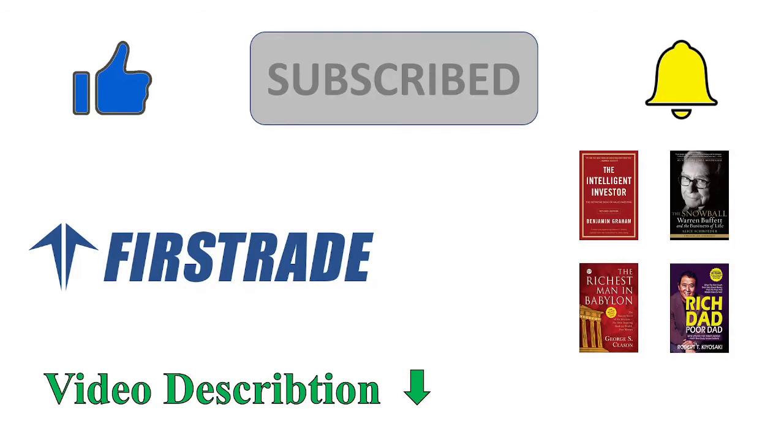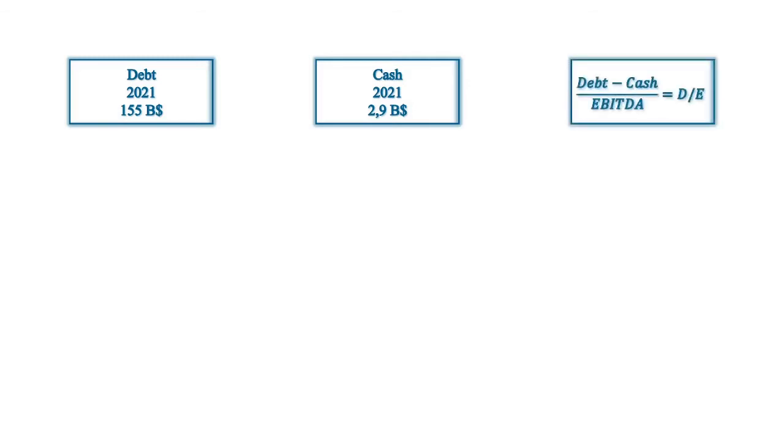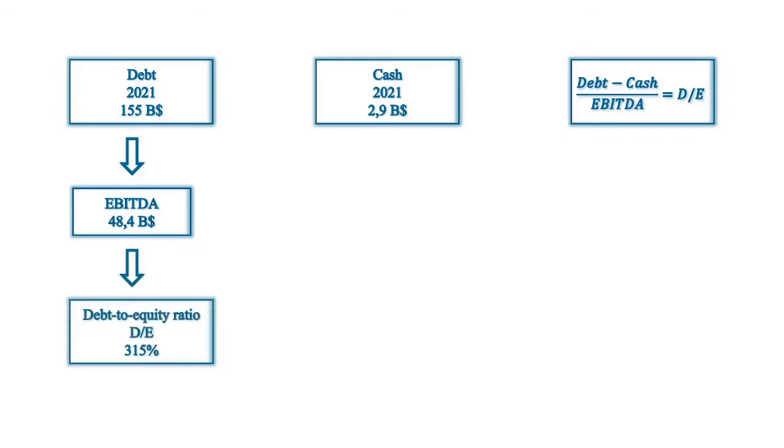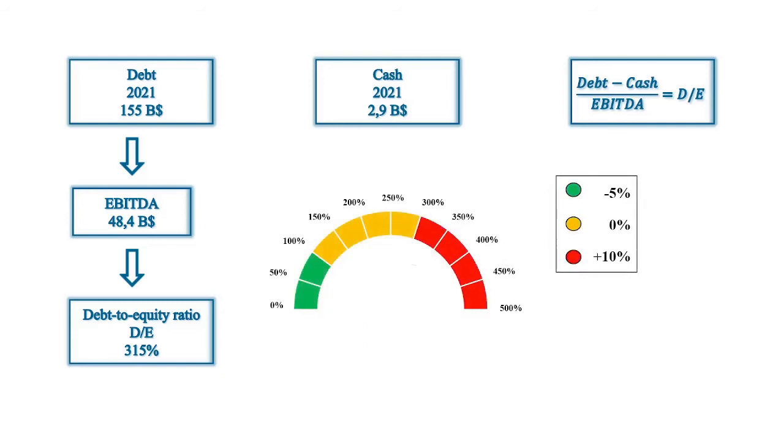Next, I'll take a look at the debt situation. The company has a debt of $155 billion and $2.9 billion in cash. When the cash gets subtracted from the debt and this value then gets divided by the EBITDA, the debt to EBITDA ratio is found. The EBITDA is currently at $48.4 billion, which leads to a ratio of 315%. This metric tells us that the company could pay off the whole debt in around 3 years if they wanted to. This metric is inside the red section of our rating scale, and therefore I'll add 10% to the margin of safety.